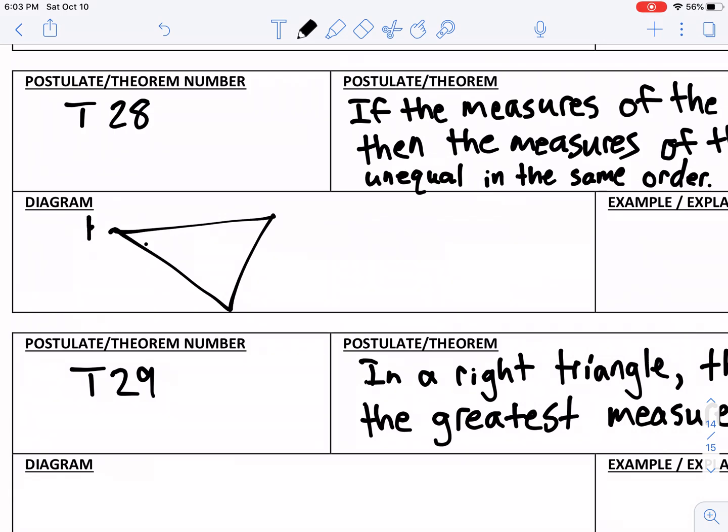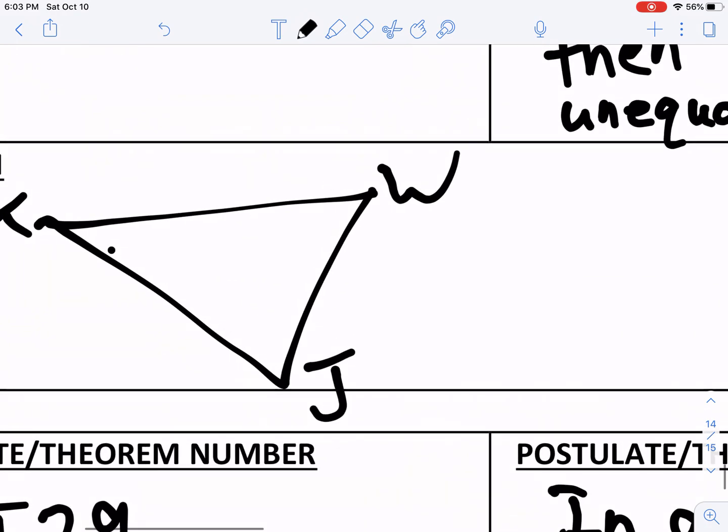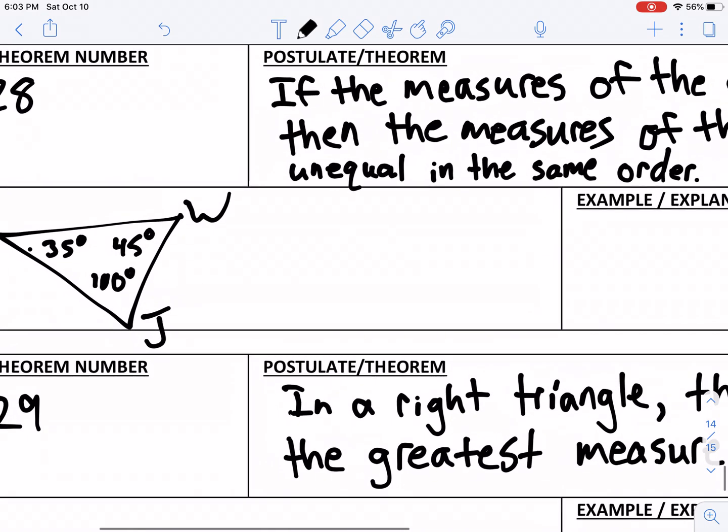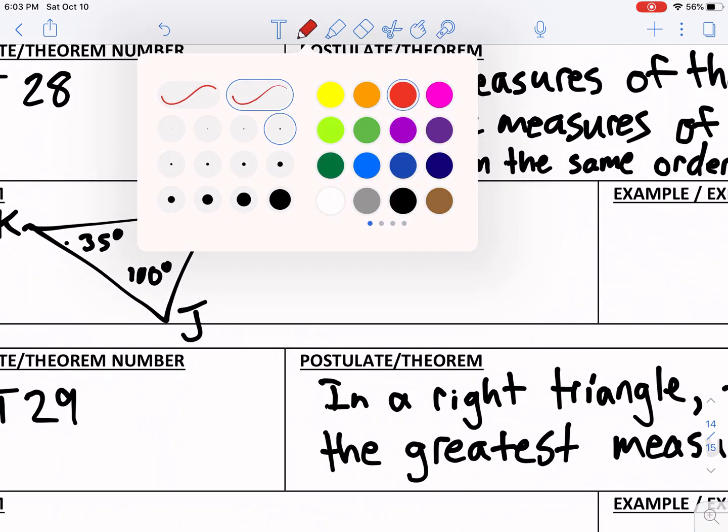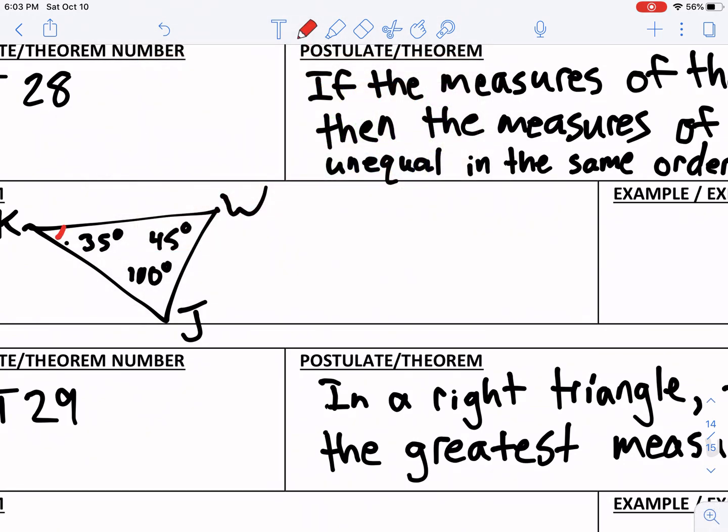So maybe we have some triangle like this, where we have K, W, and then we have J. And let's say our smallest angle is 35 degrees, then the next angle is 45 degrees, then the next angle is 100 degrees. Angle K is the smallest, right? Well, what side is opposite angle K? WJ, right? So WJ would be the smallest side.